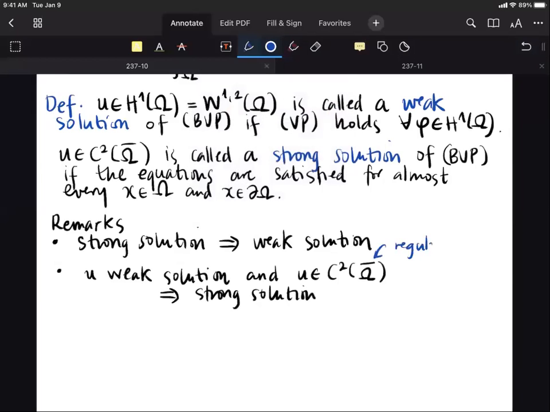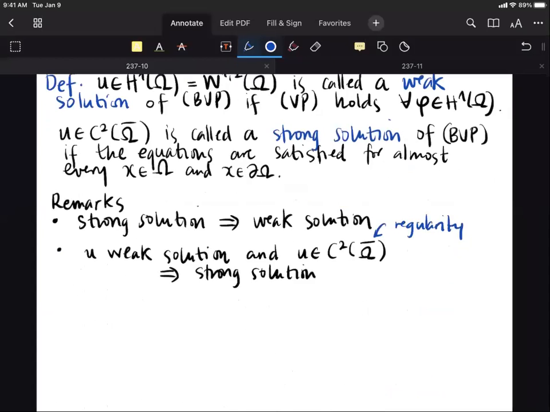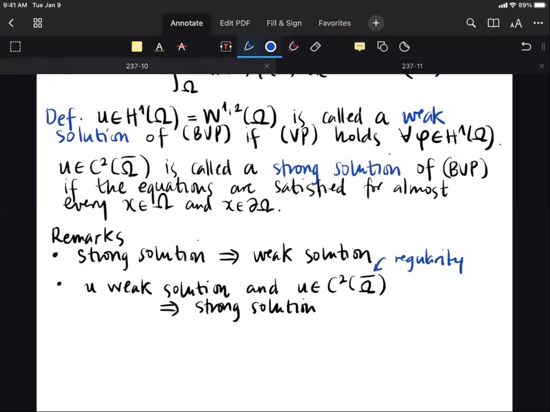So this implication can be stated alternatively as follows. If you have a weak solution and it is regular enough in this sense that it is C2, then it is also a strong solution. Since, okay, now that you have this variational problem, you can go backwards and apply, let's say, the fundamental lemma of the calculus of variations to observe that the weak solution having this regularity is also a strong solution.